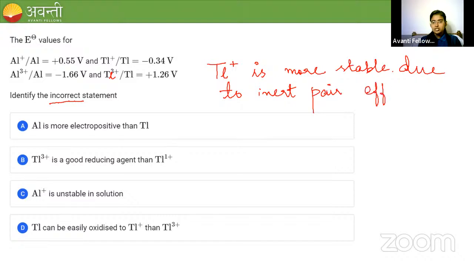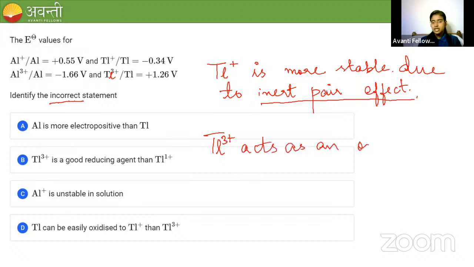Which you might have studied in the P block lesson of class 11, and we have P block in class 12 also, where we can discuss it as well. So thallium plus is more stable here, so thallium 3 plus can act as an oxidizing agent.